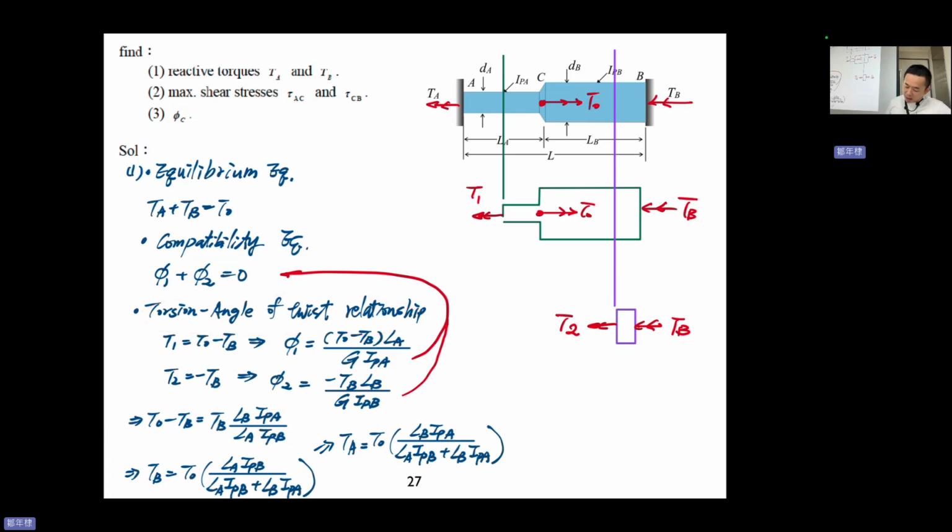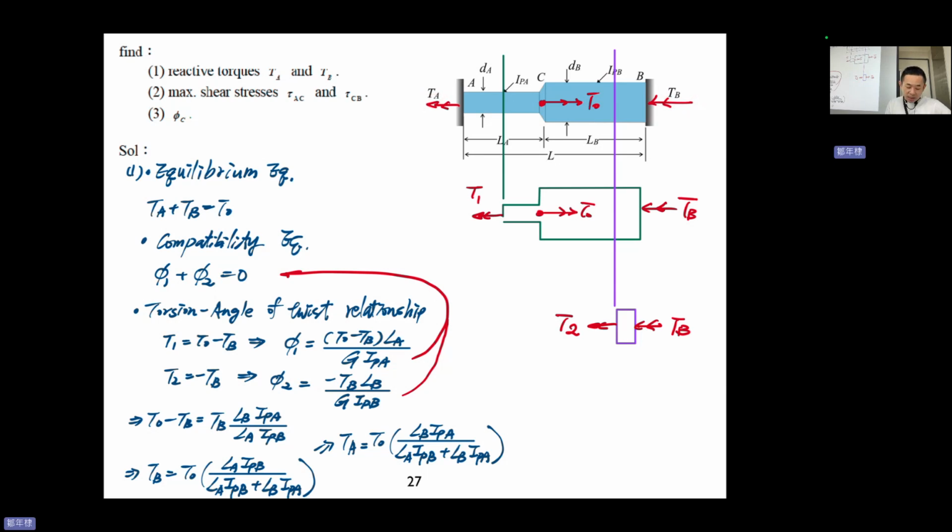Okay, and then we use the cutting method. We can see the T1, T2 relationship, and then we substitute the phi here, and then substitute into the compatibility equation. We can obtain TB and TA. So then we obtain the first problem: reactive torques TA and TB. Okay, TA and TB here, right?